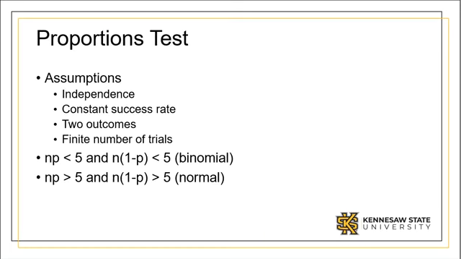When testing a claim about a population proportion, a proportion test can be used. We have a handful of assumptions that must be met. These align with the assumptions for the binomial discussed earlier: independence of trials, constant success rate, 2 outcomes, and a finite number of trials. If n times p and n times 1 minus p are less than 5, we can apply a binomial behavior. If n times p and n times 1 minus p are greater than 5, then we can apply a normal behavior.